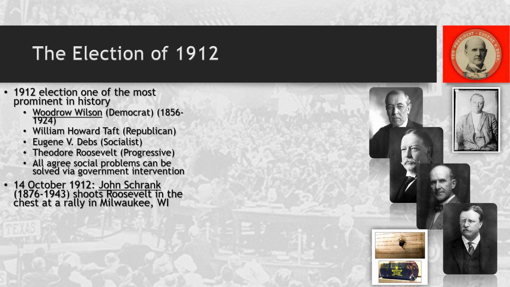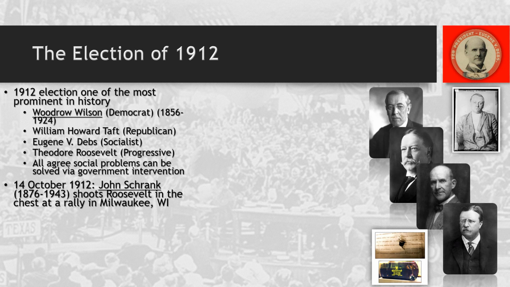One of the most dramatic instances that occurs during this election, and quite possibly my favorite Teddy Roosevelt story of all time, is that on October 14th of 1912, Roosevelt is about to get up on stage in Milwaukee, Wisconsin to give a rally for his election. He's about to give a big speech. And a guy named John Schrank walks straight up to Roosevelt and shoots him in the chest. Roosevelt just barely escapes assassination here. Roosevelt could very easily have died.